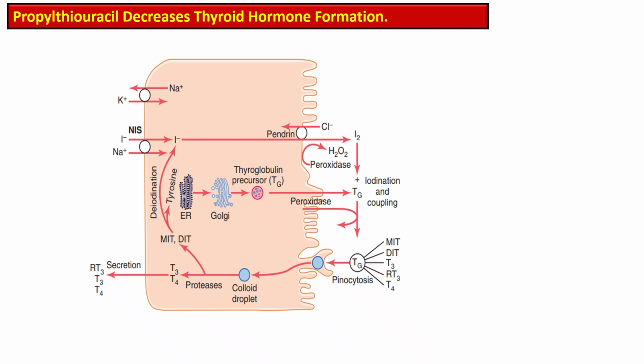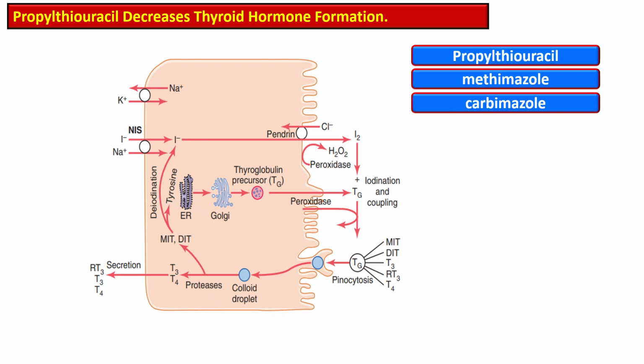Propylthiouracil decreases thyroid hormone formation. Propylthiouracil and similar drugs like methimazole and carbimazole are antithyroid medications that inhibit the synthesis of thyroid hormone at a key enzymatic process. Propylthiouracil affects the peroxidase enzyme activity. This peroxidase enzyme activity is inhibited, so it blocks iodination of tyrosine residues on the thyroglobulin.